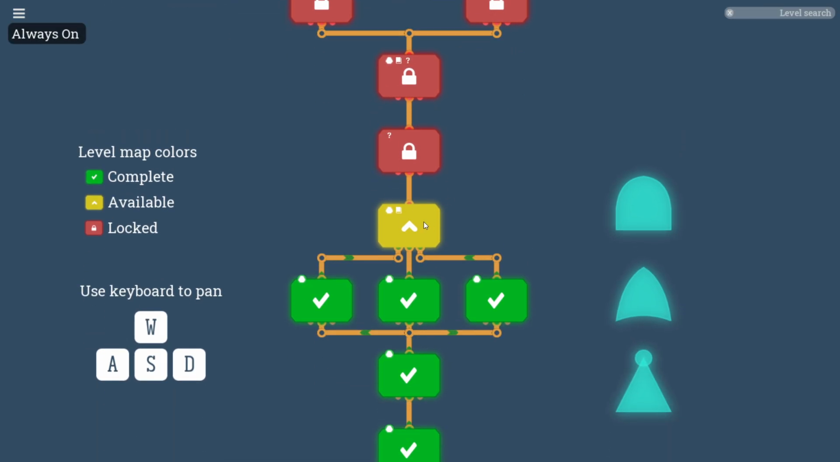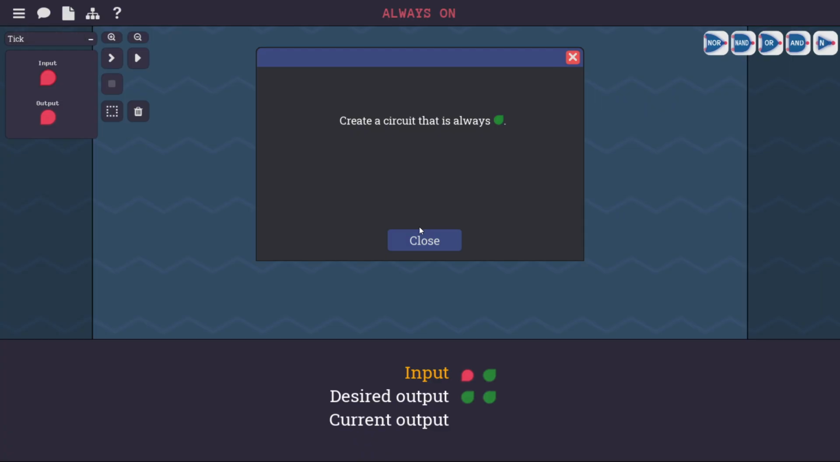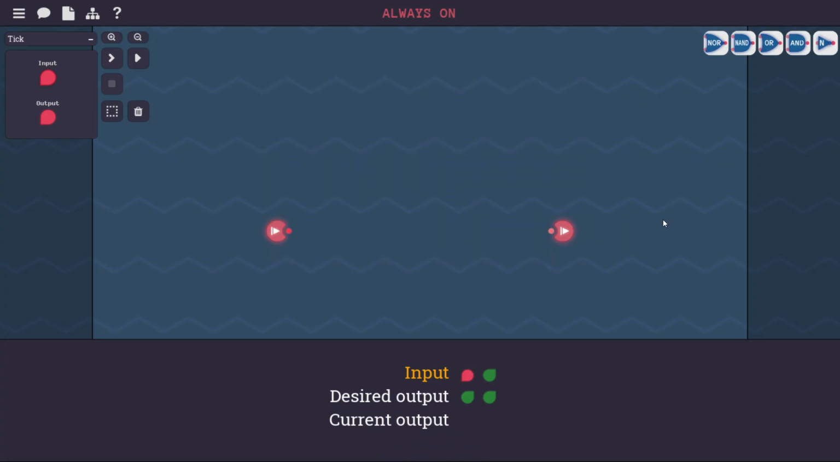So in today's class, let's see what the level is about. It says create a circuit that is always on. This should be easy. We need to create a circuit that is always on. It means regardless of the input, the output should be on, I guess.